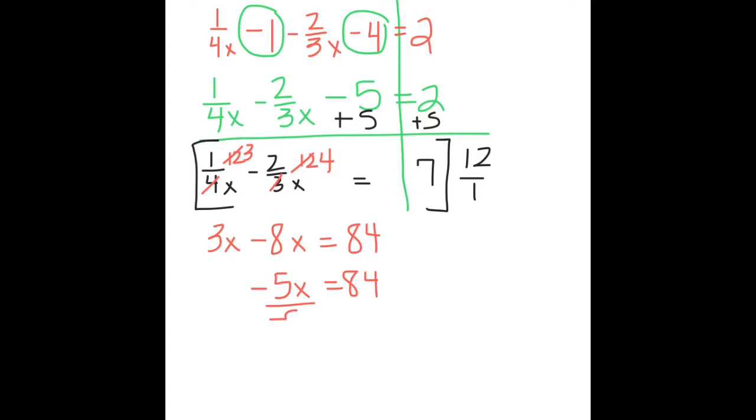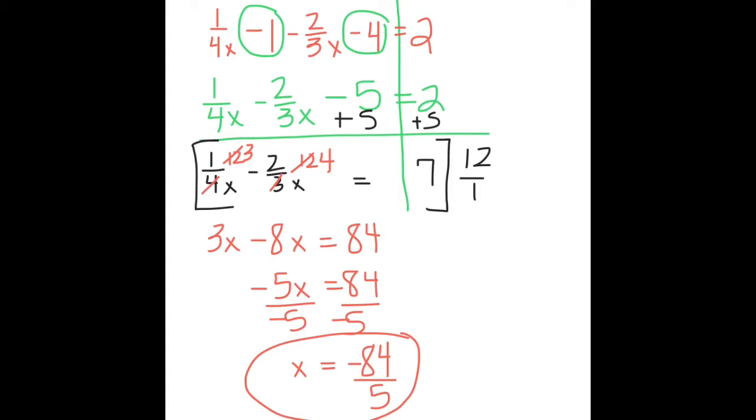Divide both sides by a negative 5. X equals negative 84/5. Do you need to turn that into a decimal or a mixed number? Absolutely not. Leave it as an improper fraction as long as it is reduced. All right. So that is it.